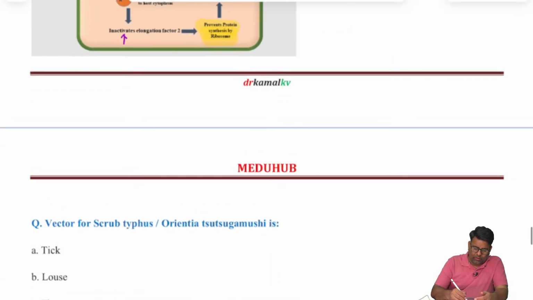Now, vector for scrub typhus, which is Orientia tsutsugamushi. This we have already discussed before, and this is the mite.